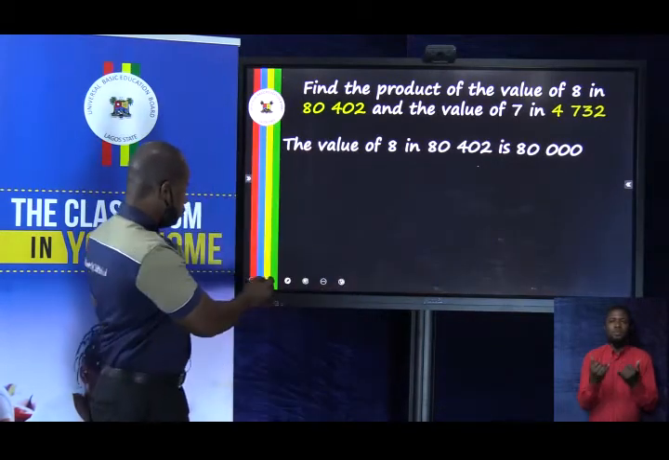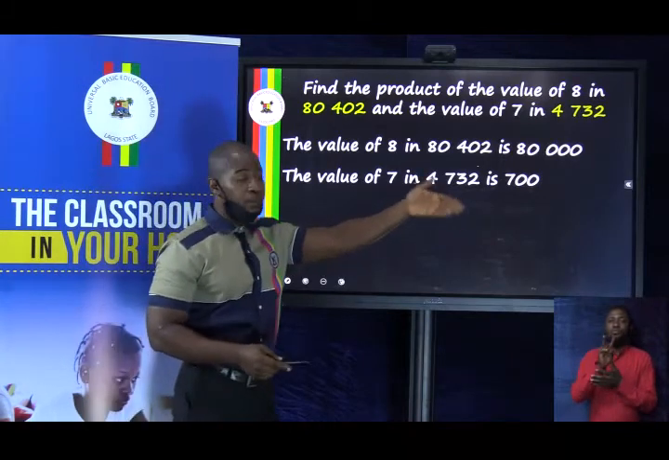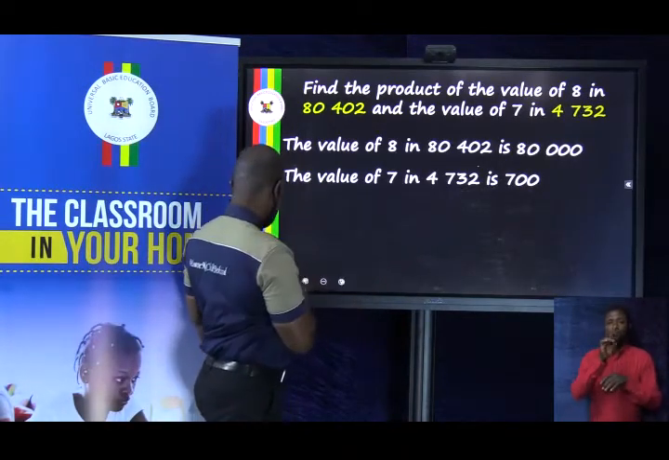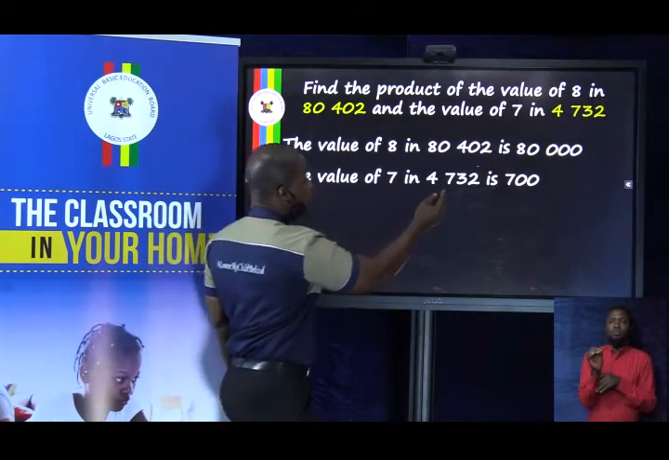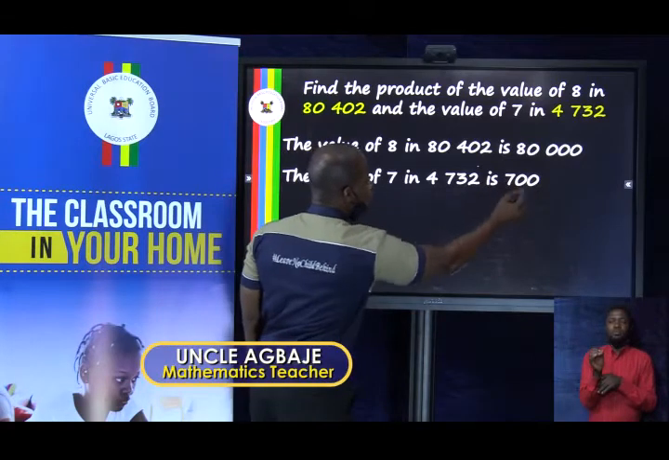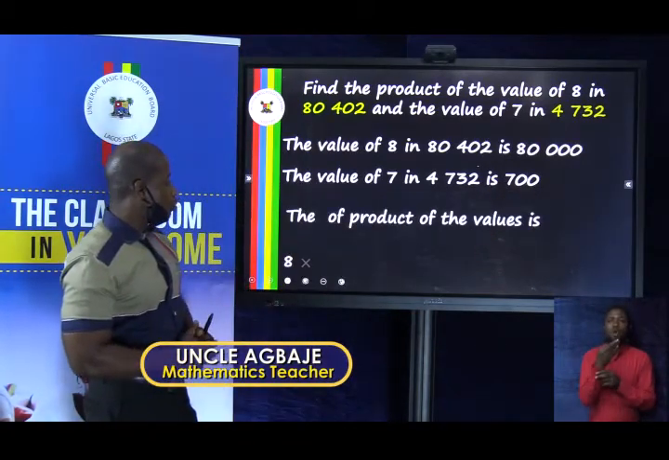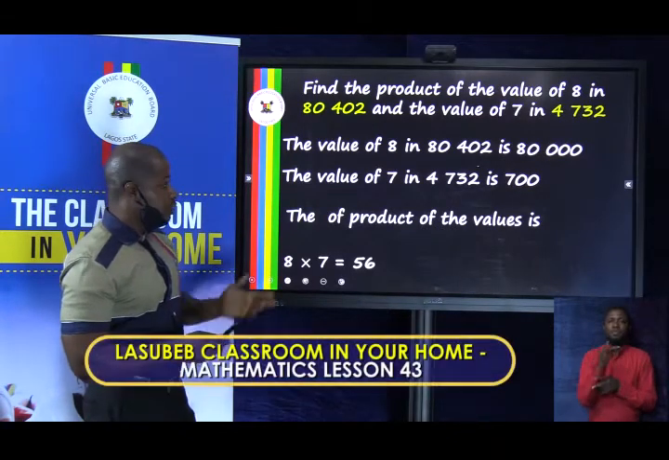Now the value of 7 in 4,732 is simply 700. And that is because if you have 7 here, there are 2 digits after it, 7 and then 2 zeros. And that is 700.